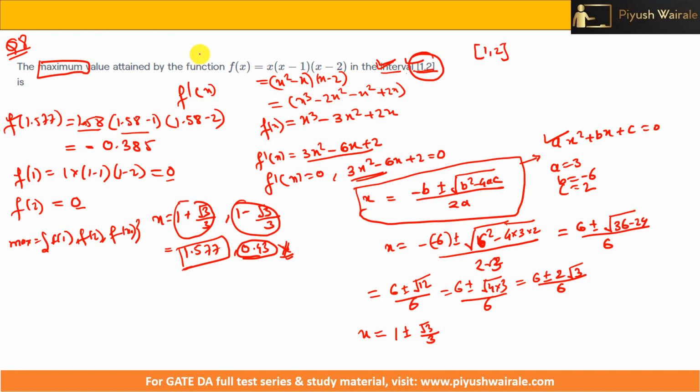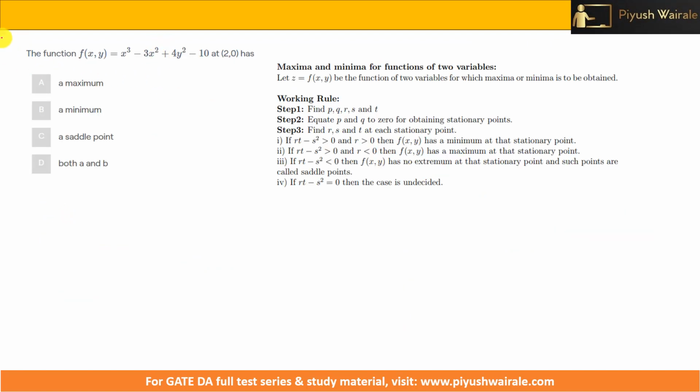So our f of x will attain a maximum value only at the end points, that is 1 and 2, and that value is 0, okay? So the maximum value of this particular function is 0 only. Please remember this point, because for this stationary point it is coming negative, but 0 is greater than negative, right? So the answer will be 0. Okay, so this is question number 9, right?